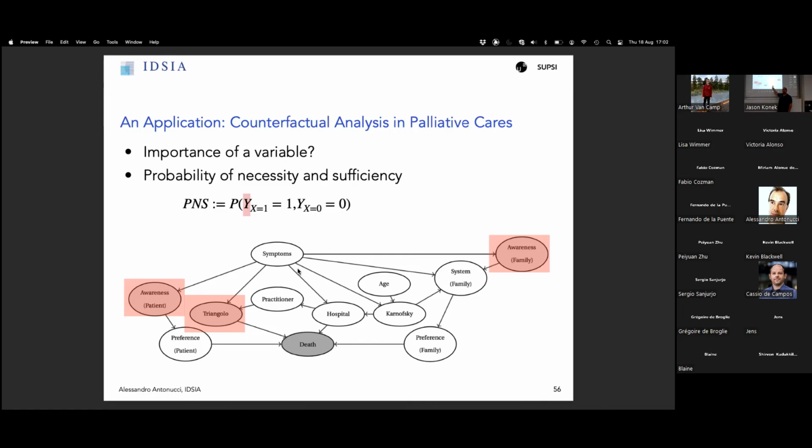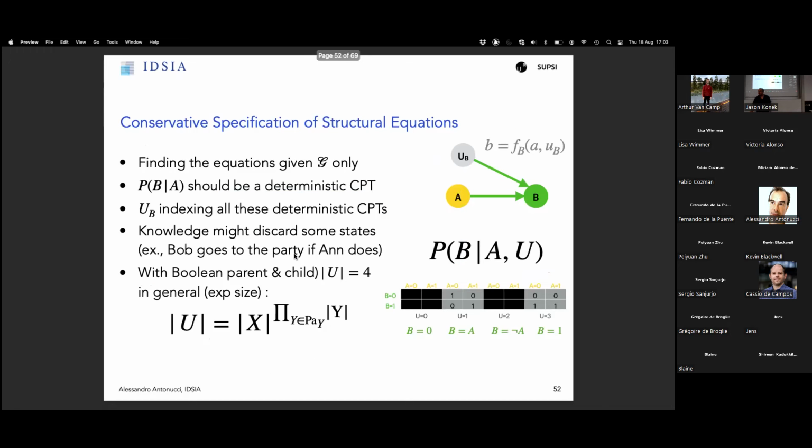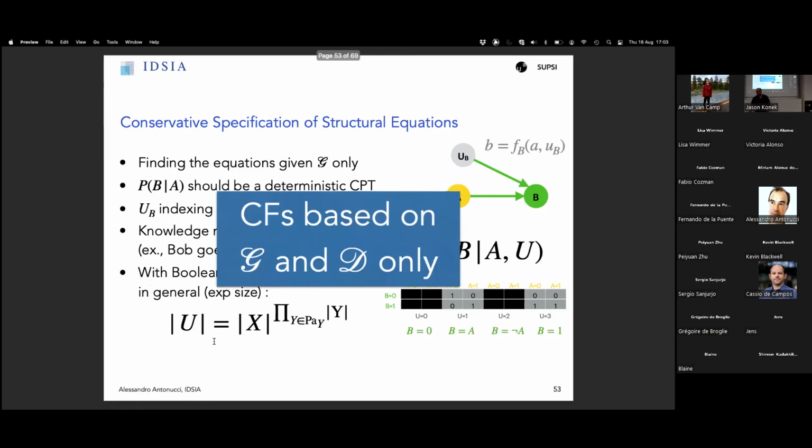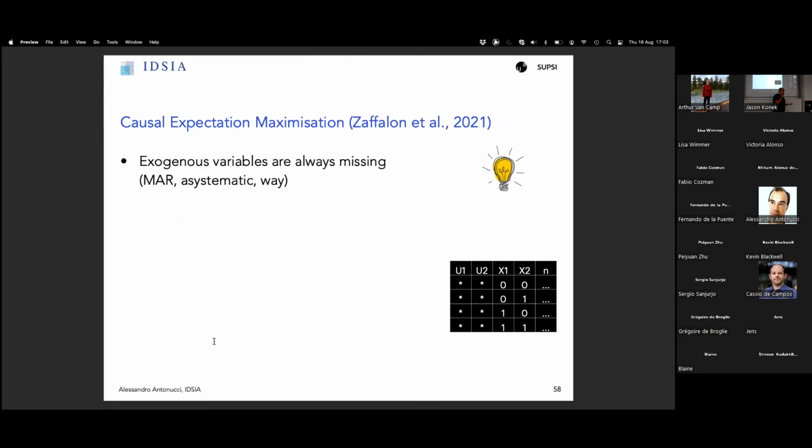So in principle, we can compute these counterfactual probabilities, but in practice we cannot, because the model is very huge. Now I don't remember exactly, but there are some variables with relatively 2 or 3 parents, but the cardinality of these variables is huge. So the number you get in this formula is really huge, and it takes a lot of time. And that's why we started to work on more efficient approaches to this kind of inference.